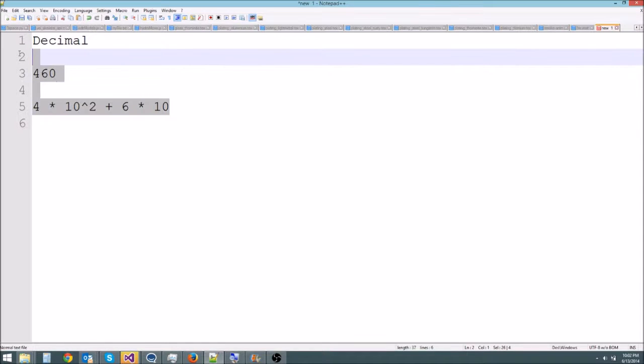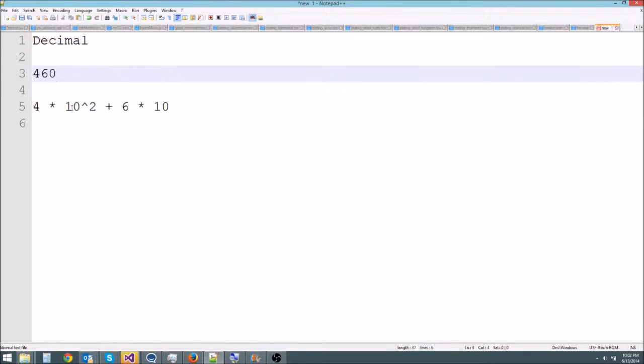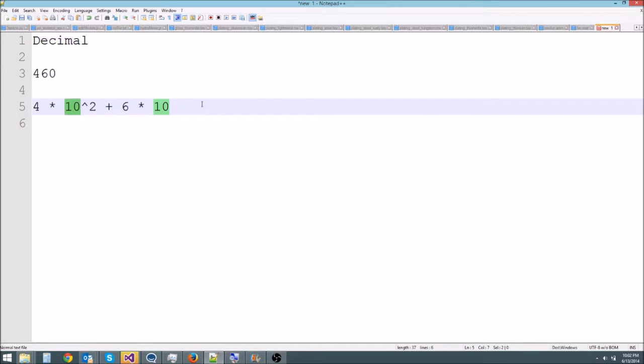Binary is this easy to read. The only difference is instead of having a 10 here, we have a 2. That is the only difference. So let's write a binary number. Let's do the number 1010. So let's just take it one digit at a time. This is the ones place, okay, and it's a 0, so we ignore it.